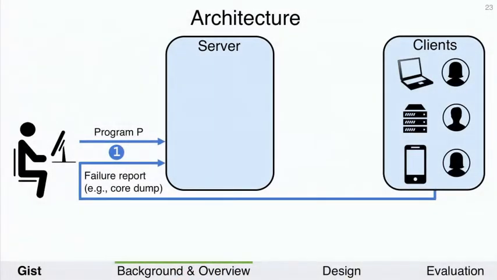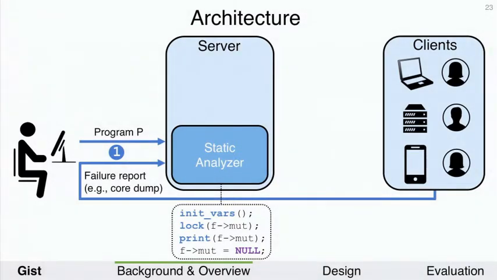performs lightweight dynamic analysis. Now, the server side takes as input the program source code and the failure report. The failure report could be the core dump, the stack trace, or the instruction pointer of the failing instruction. It then feeds these inputs into a static analyzer that computes a static slice based off of these inputs. I'll give a more precise definition of what a static slice is in a moment, but you can think of the static slice as containing statements that are related to the failure.